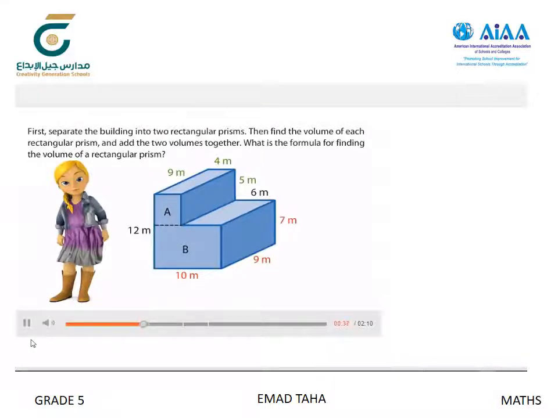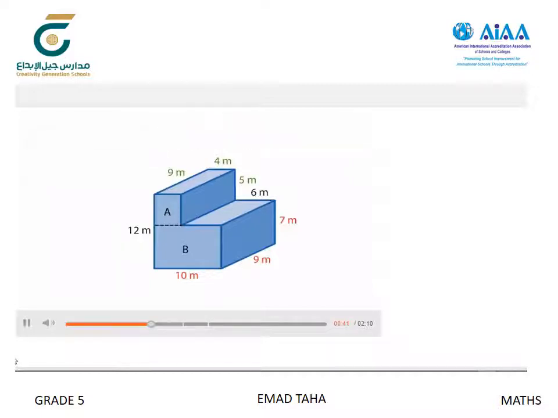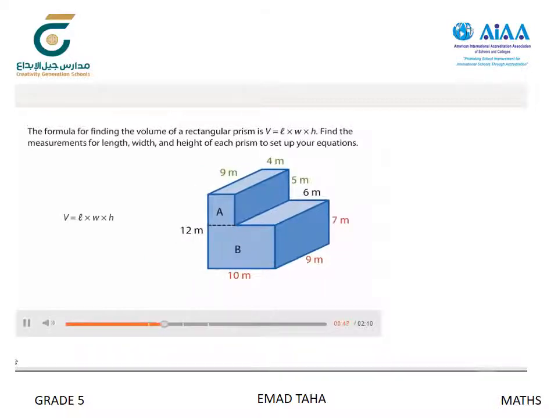What is the formula for finding the volume of a rectangular prism? Select your answer. The formula for finding the volume of a rectangular prism is volume equals length times width times height. Find the measurements for length, width, and height of each prism to set up your equations.